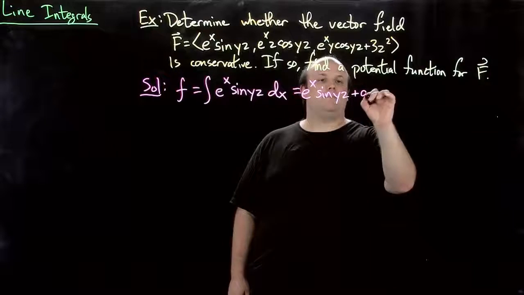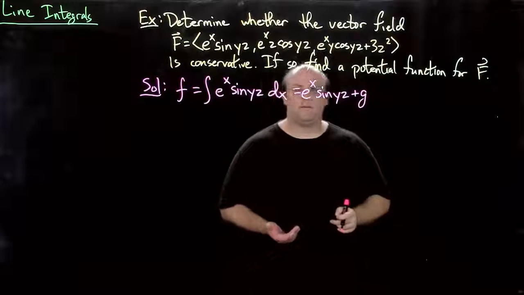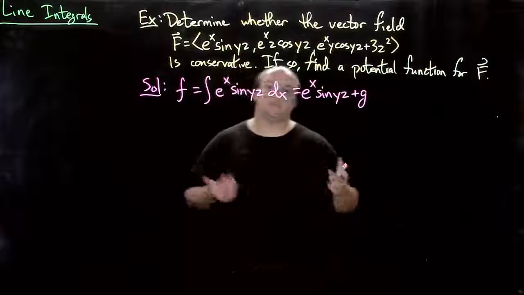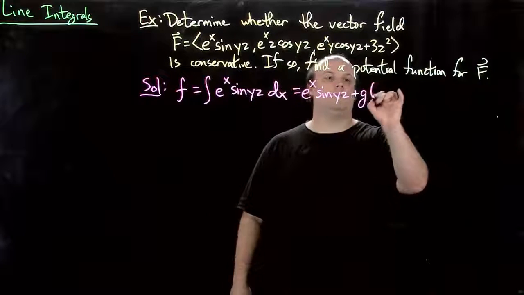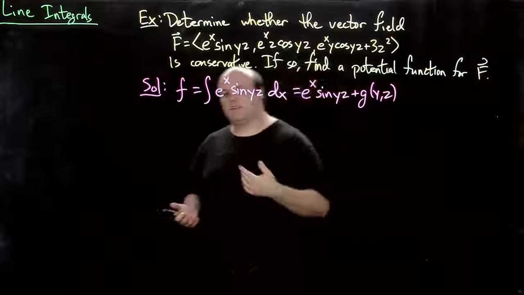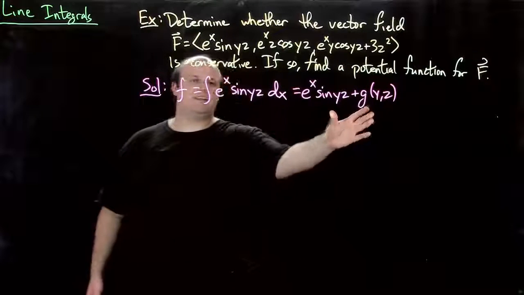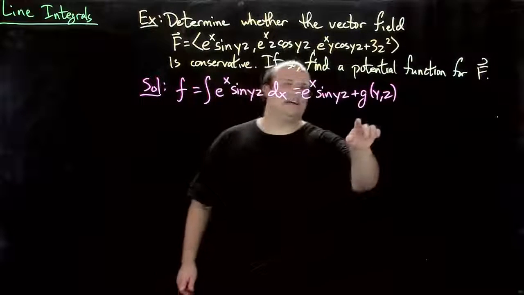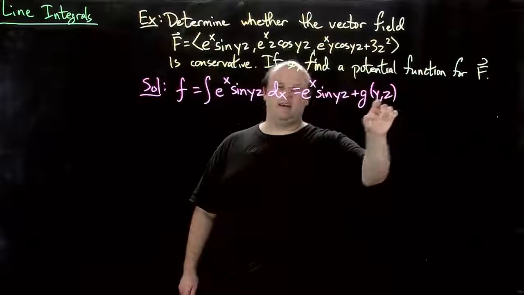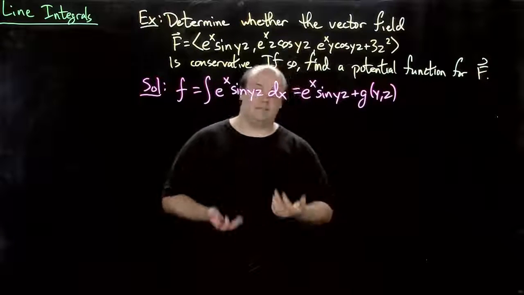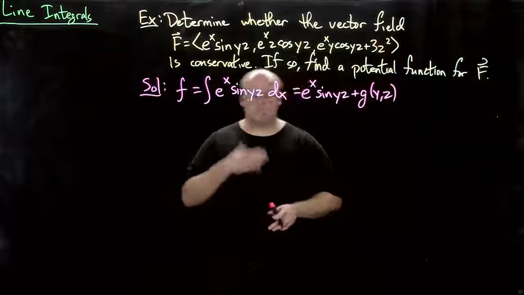But now this arbitrary function from before isn't just a function of y or just a function of z. It's a function of y and z. Because if we took the partial derivative of this with respect to x, we should get that inside bit back. And the partial derivative of this, which is only a function of y and z, would be 0 with respect to x.